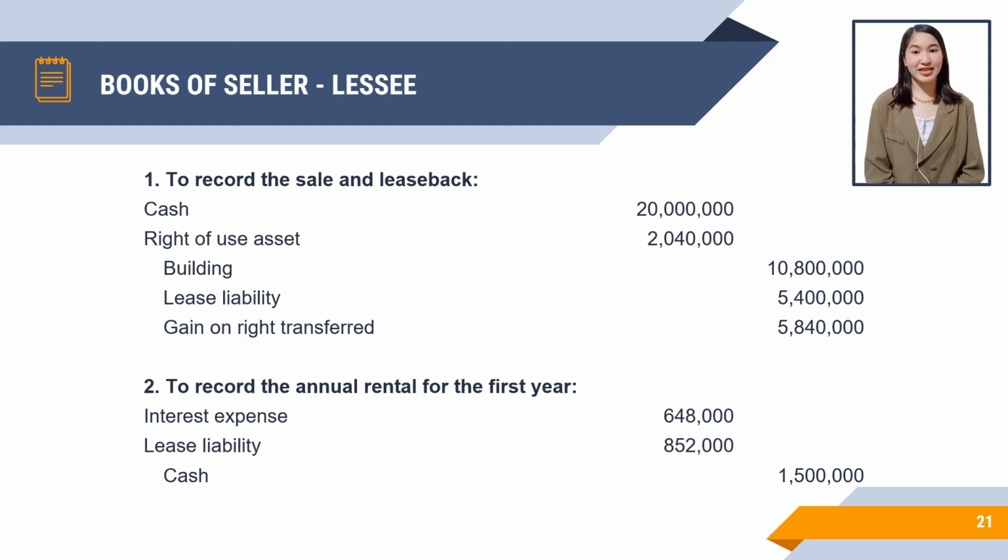Next is debit lease liability for 852,000. So ito naman yung difference between the annual rental payable of 1.5 million and the interest expense of 648,000. And lastly, credit cash, 1.5 million, which is equal to the given annual rental payable nga natin.